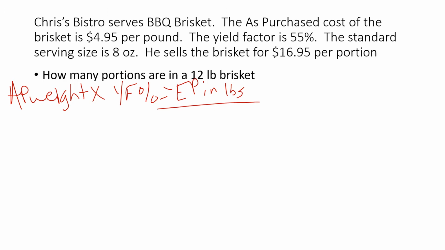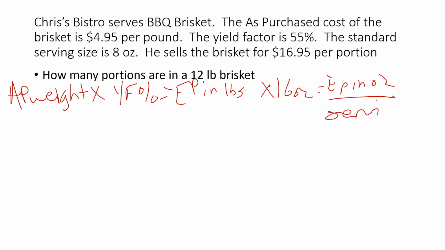So our as-purchased weight, we're going to multiply by our yield factor percentage. That gives us our edible portion in pounds. Then we need to multiply by 16 ounces. And that gives us our edible portion in ounces. And now we divide by the serving size.